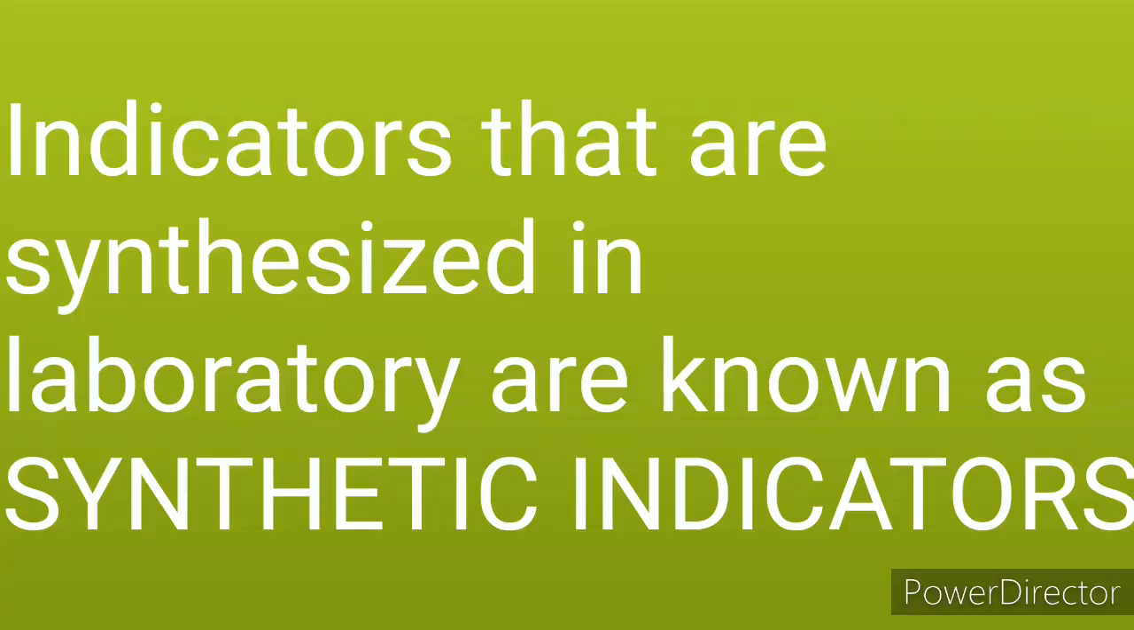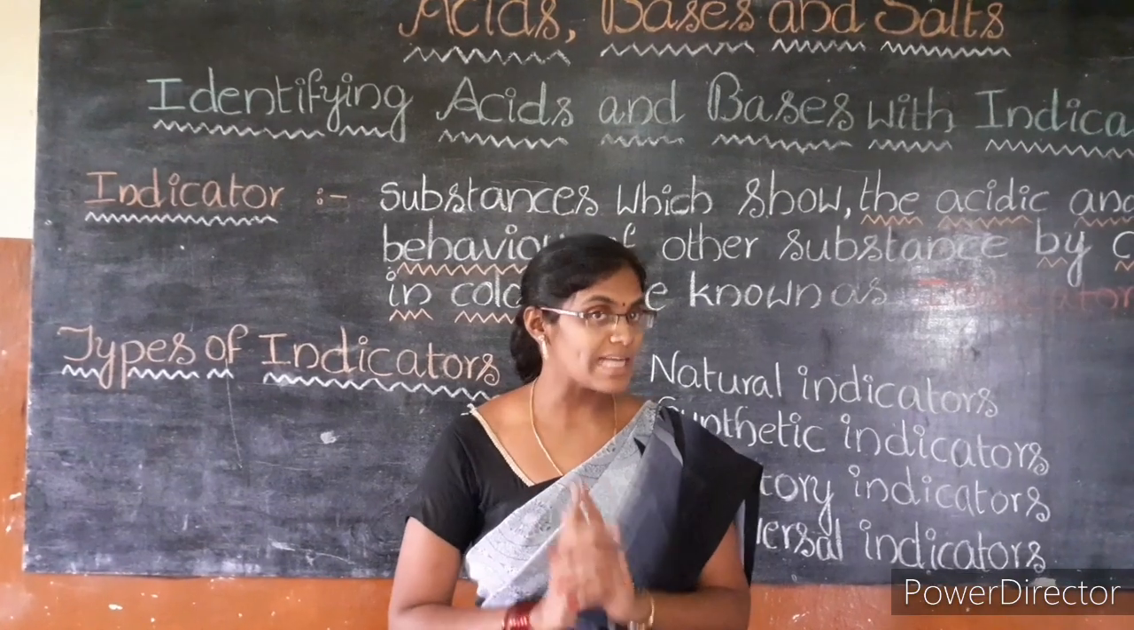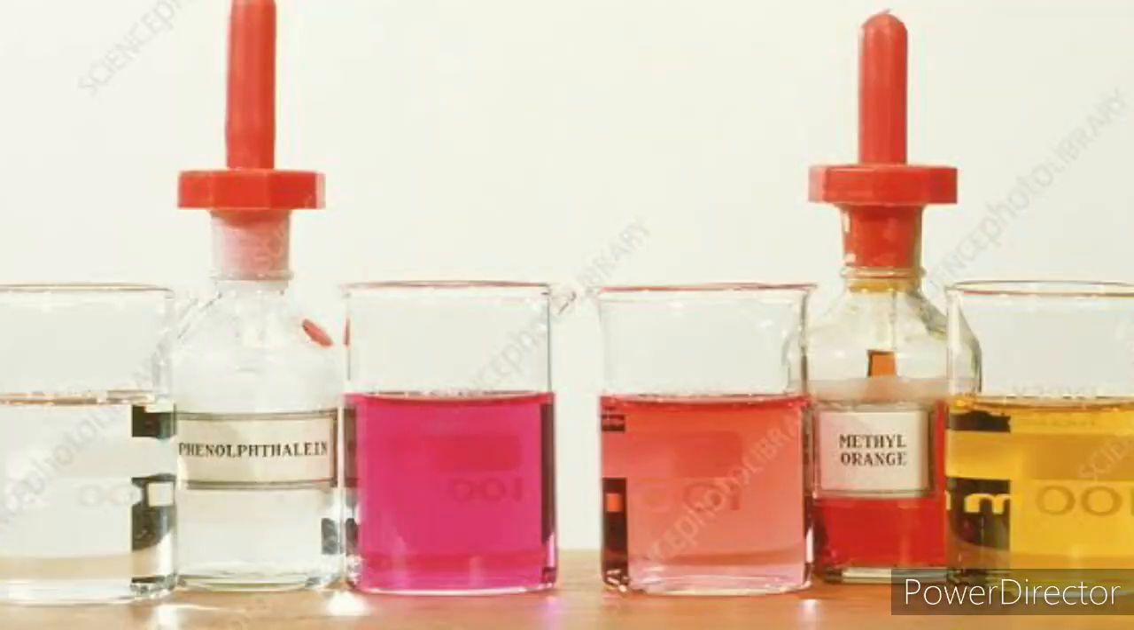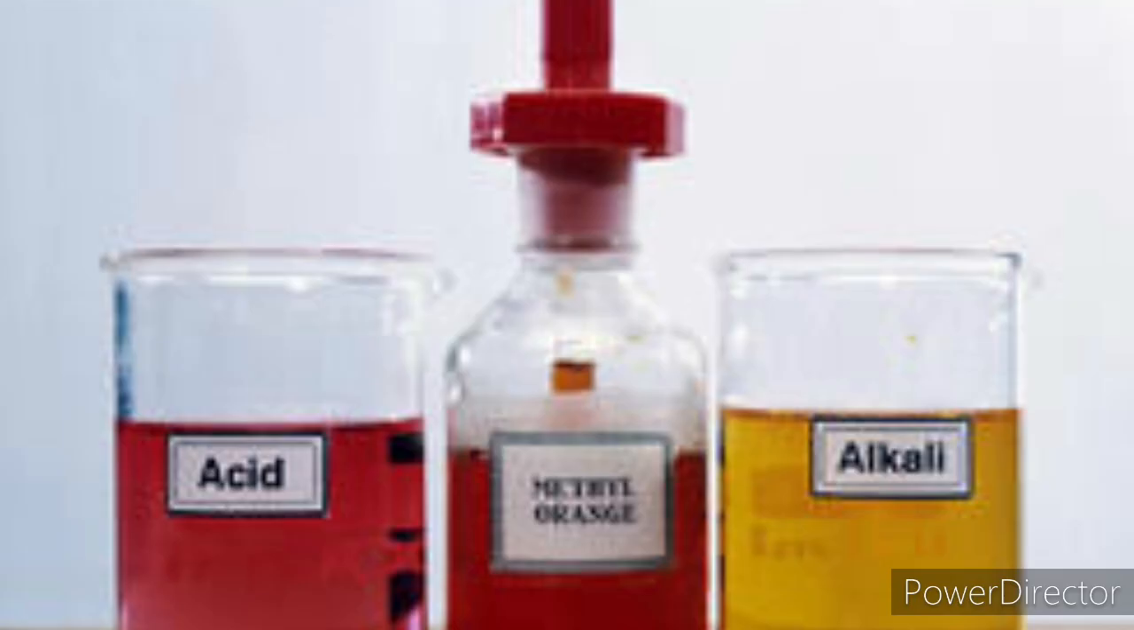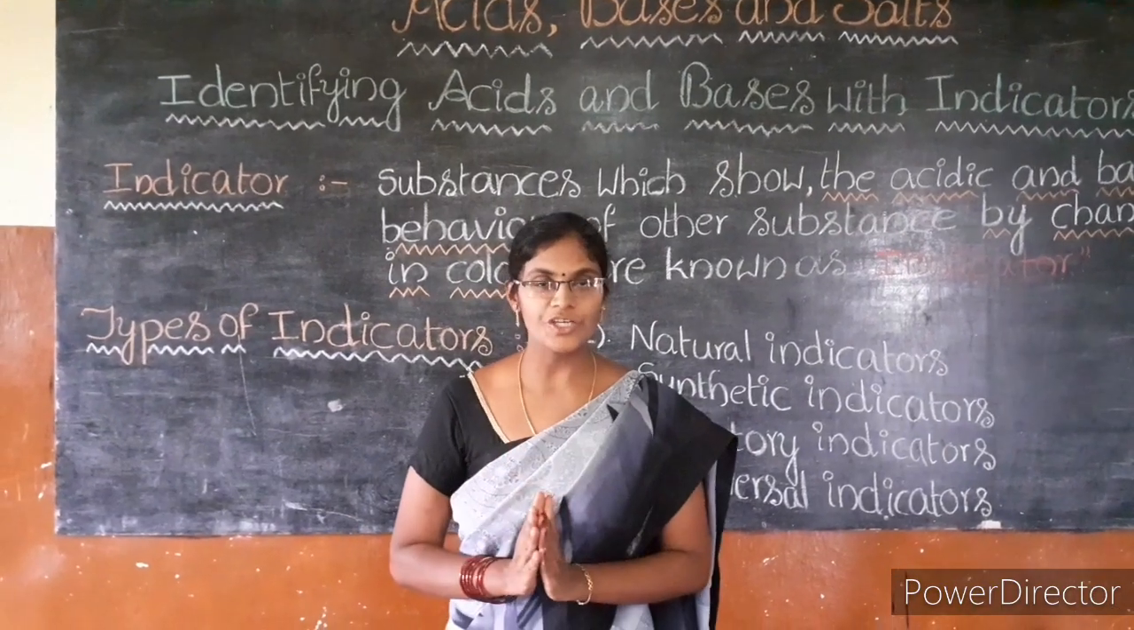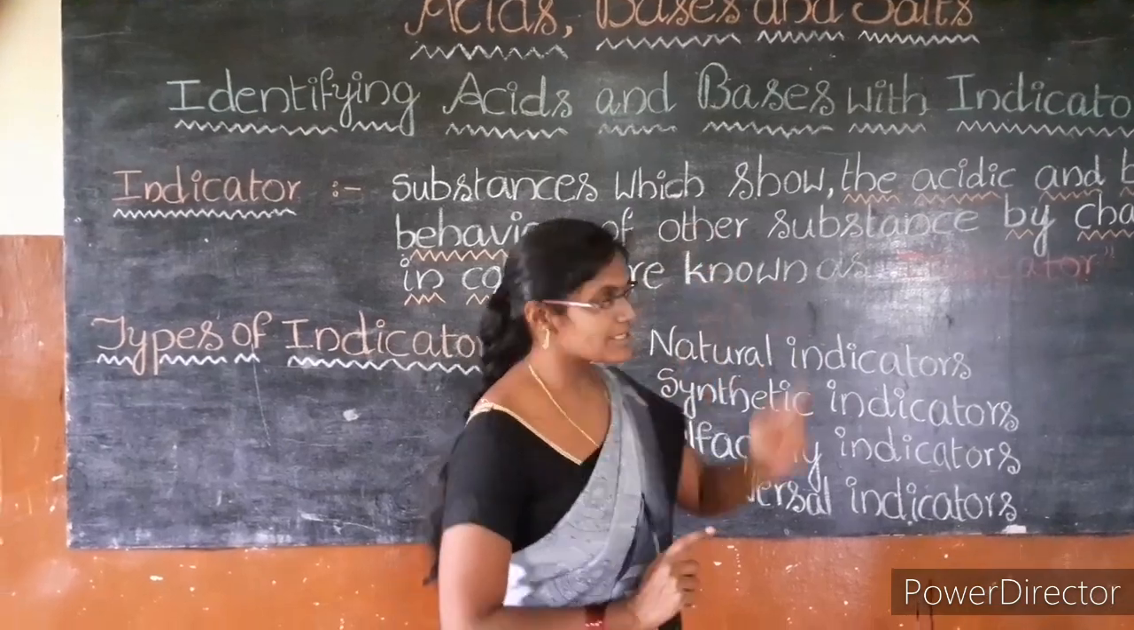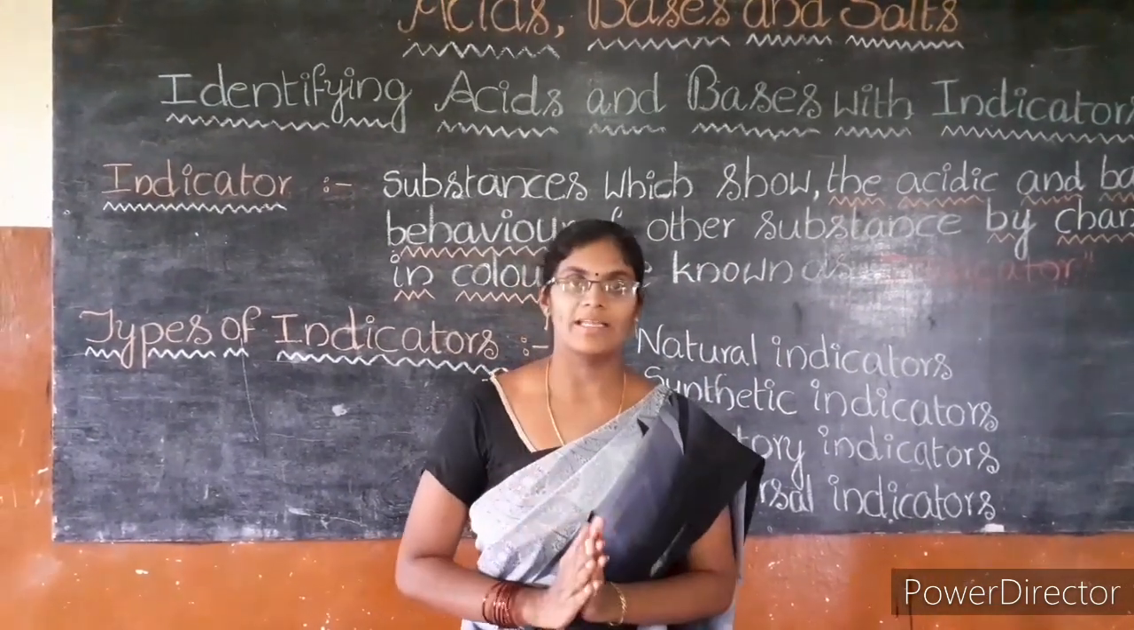Indicators that are synthesized in laboratories are called synthetic indicators. These synthetic indicators are also called human-made indicators. Examples of synthetic indicators are methyl orange and phenolphthalein solution. Methyl orange is originally orange in color and it turns red with acids and yellow with bases. Now I will demonstrate the acids and bases with methyl orange.